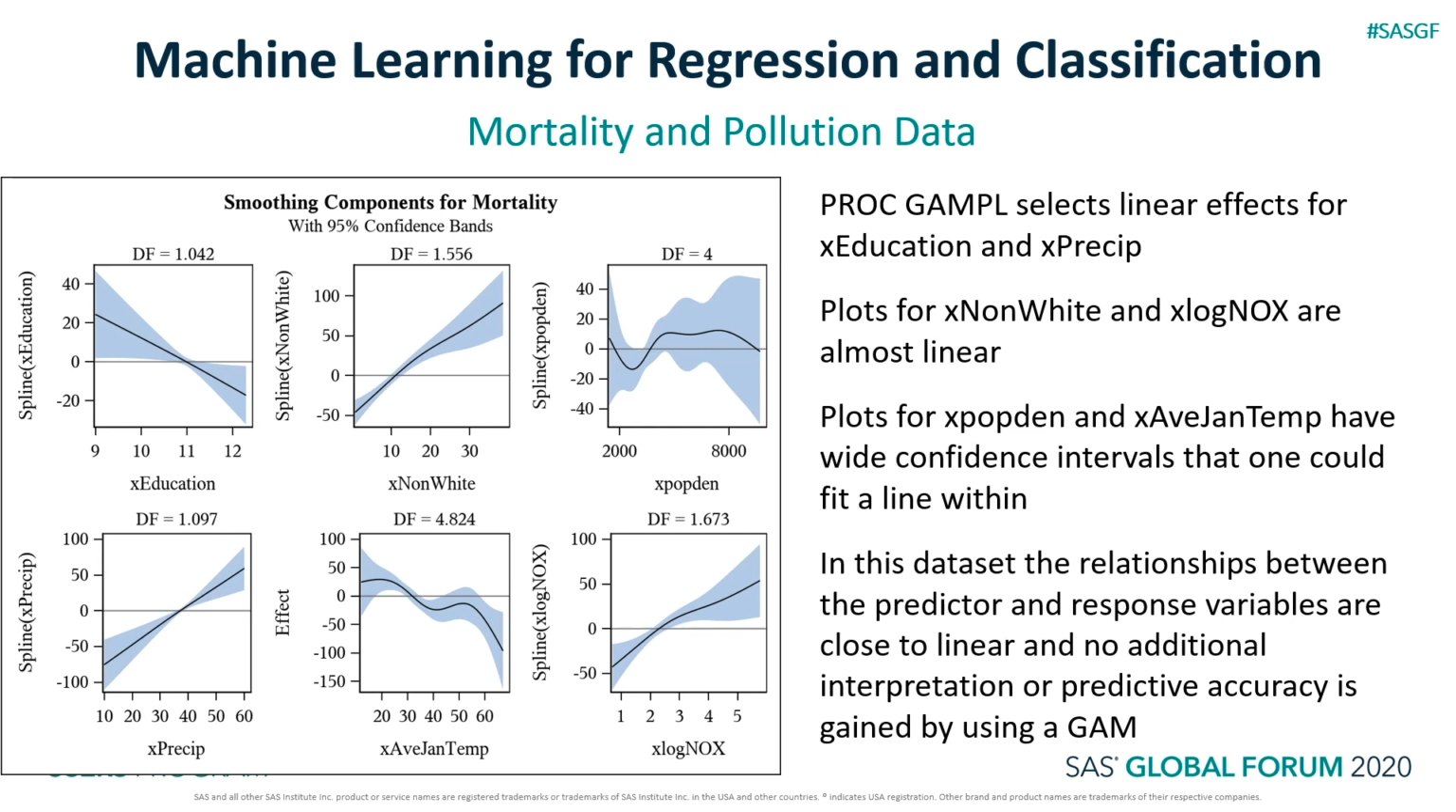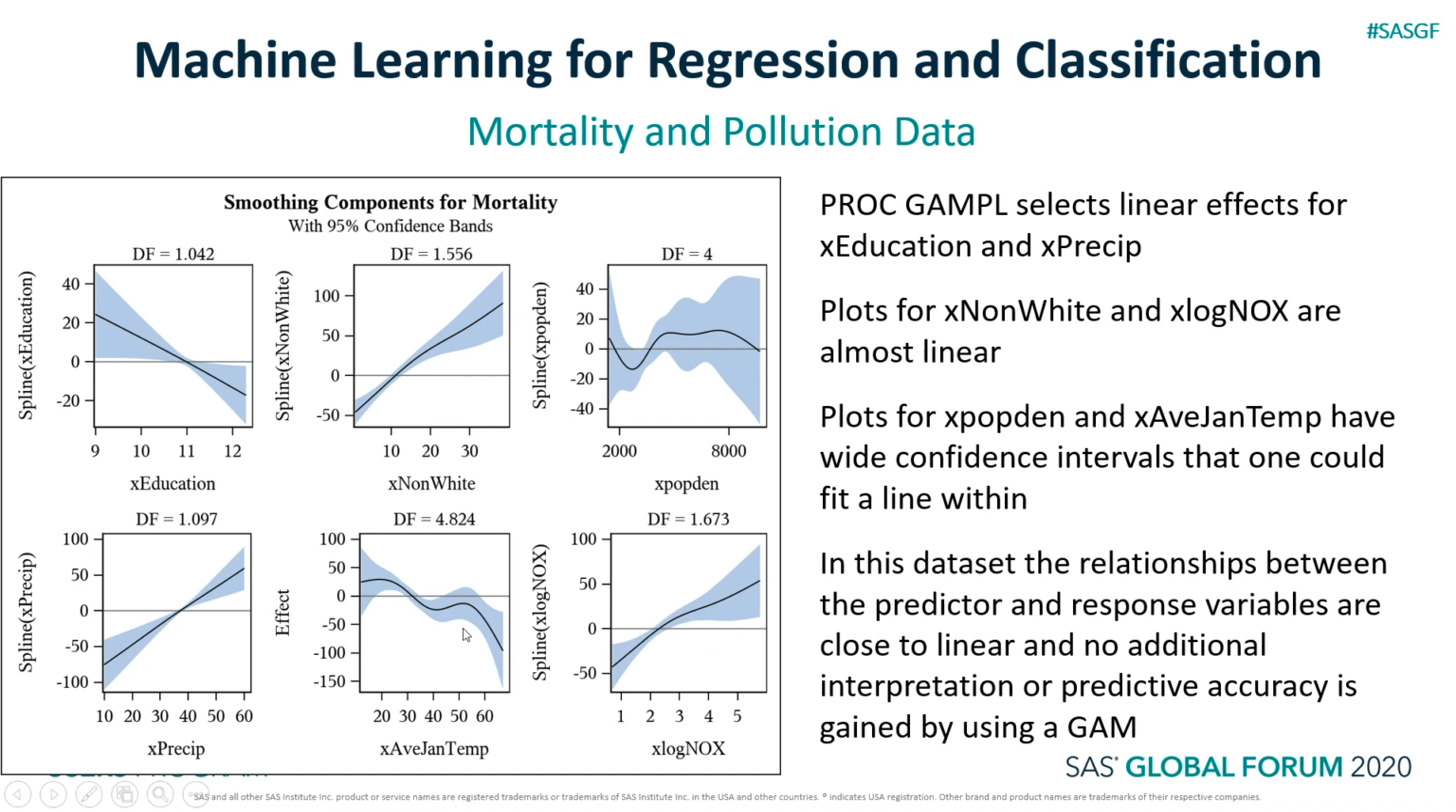And if we look at education and precipitation, they both seem to be coming in as linear effects with opposite signs, so mortality decreasing with increased education, and mortality increasing with increased precipitation, and they're coming in as linear. And then I would say that if we look at the percentage of minorities, so non-white, and the log of nitrous oxide, then these two are pretty close to being linear effects. PROC GAMPL selected to fit curves to them, but if I look at the confidence limits here, I think I can probably fit a line through each of them, and so they are very close to being linear effects.